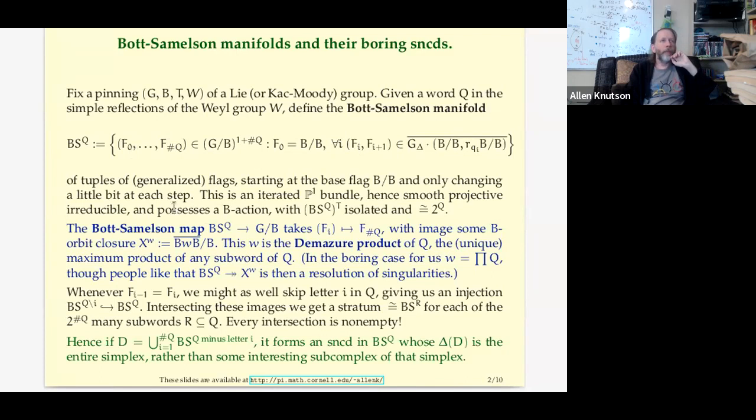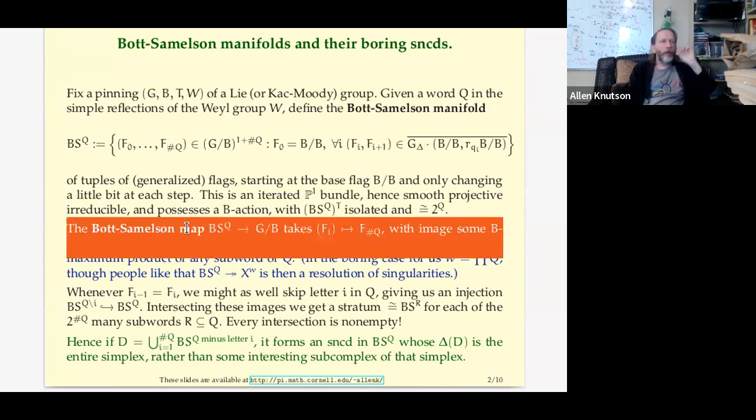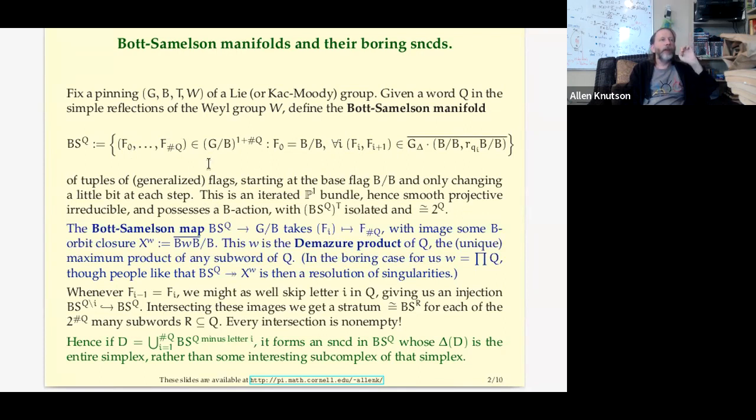So the Bott-Samelson map is, where's the SNCD? So the SNCD is, what if you take one of these flags and ask it to be equal to the previous flag? So you don't use your P1's worth of choices all the way. There's one step where you say, nah, I'll just keep my old flag. And that cuts you down one dimension, and you get length of Q many different divisors there. And each of those divisors is obviously itself isomorphic to a Bott-Samelson manifold. It's isomorphic to the Bott-Samelson where you left that letter out of your word for big Q.